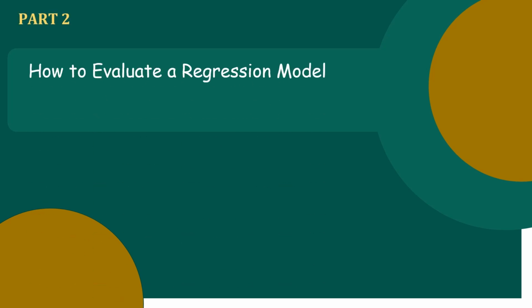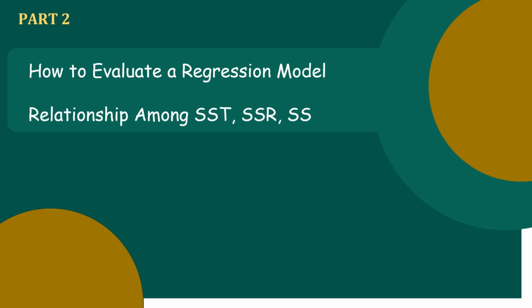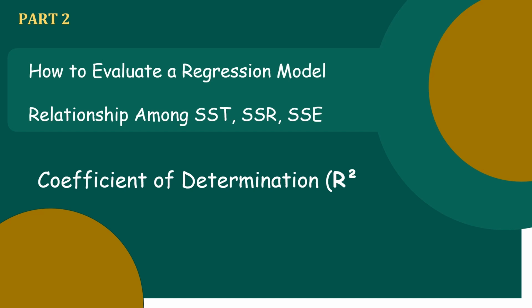Now let's move on to part 2. This is where we learn how to evaluate a regression model. We'll examine the relationship between SST, SSR, and SSE and introduce the coefficient of determination, R squared. These concepts tell us how much of the variation in the data our model explains and how much it doesn't. Once you understand them, you'll know whether your regression model is actually a good fit.